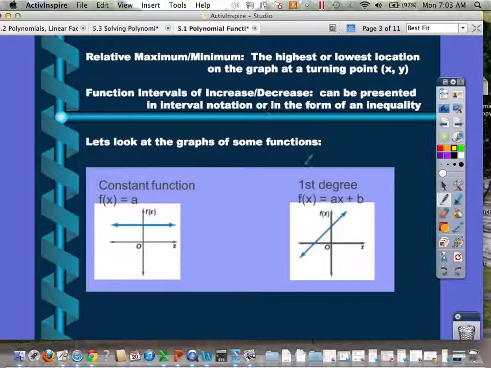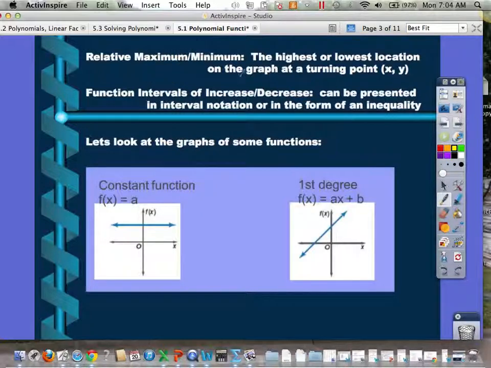All right, so a relative max or min is the highest or lowest location on the graph at a turning point, and that's going to be an ordered pair. Now, polynomials can have more than one maximum and more than one minimum depending on the degree of the polynomial. If it is an x squared, and that's the highest degree, the most it could have, max or min, would be 1. It's always 1 less than the degree. That is the most maxes and mins that it can have. So if it was an x to the fourth, at most it could have 3 maxes or mins, or a combination of both.